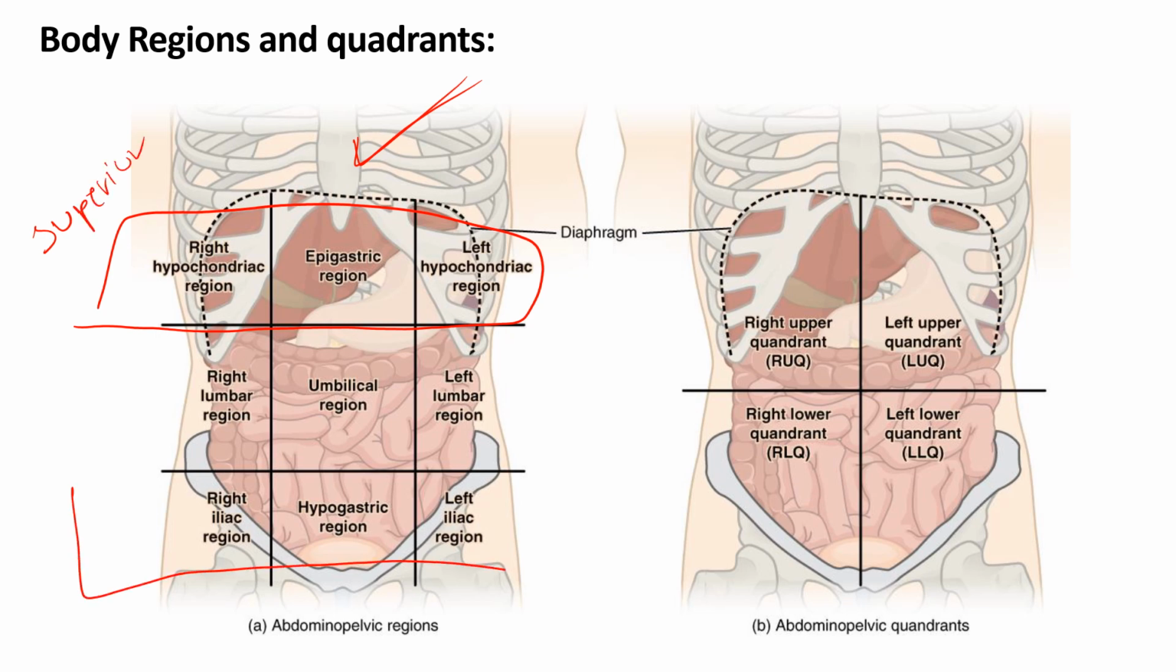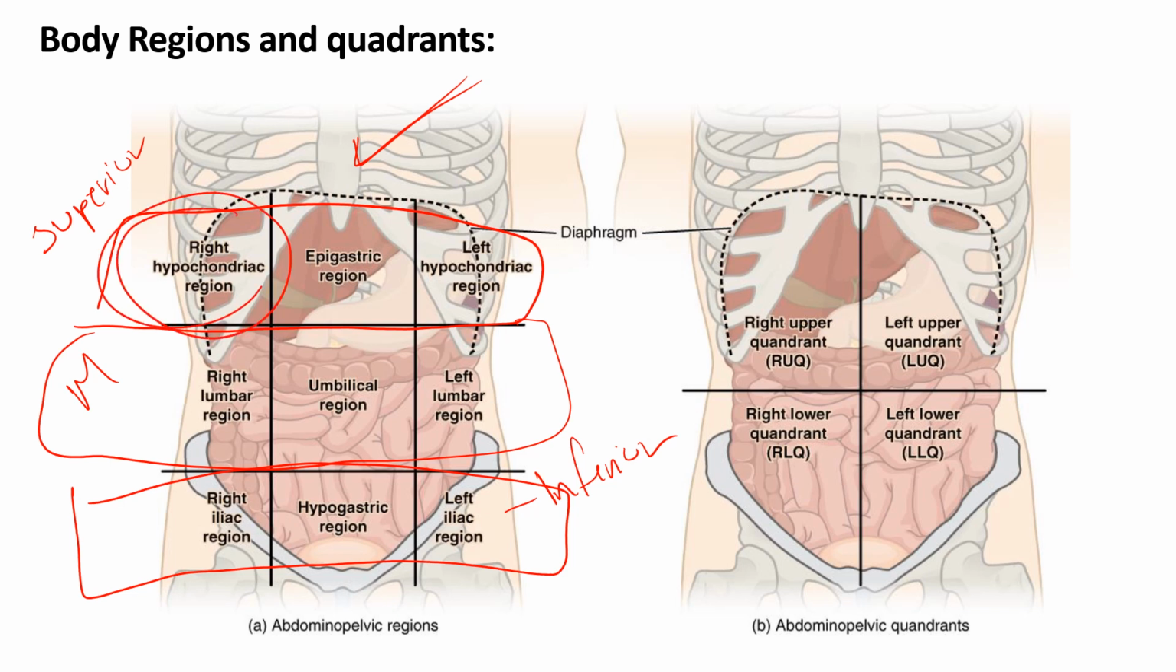All the ones that are here are the inferior. And here, between those, that will be the middle. So if I try to ask you about one of those regions, if I said the superior part of the abdomen, superior right, you must know that I'm talking about this portion. If I said the most inferior and left region of the body, inferior is this and left is this one.